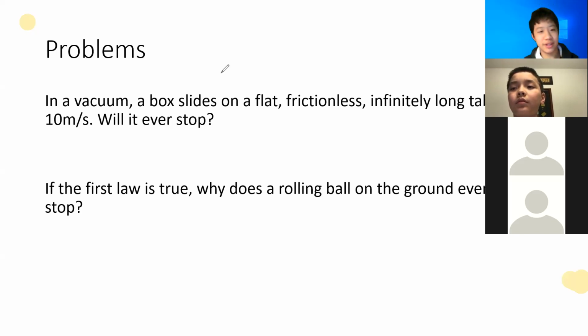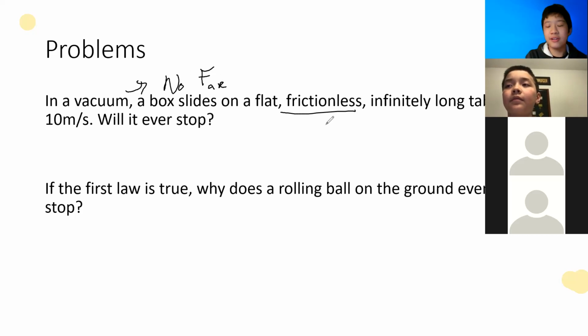So I think that should be more than enough time. So in a vacuum, what does vacuum mean? Vacuum means no air molecules. So this is basically no force due to air resistance. Frictionless, no friction, and this is flat. Okay, so this ball is never going to stop, right?